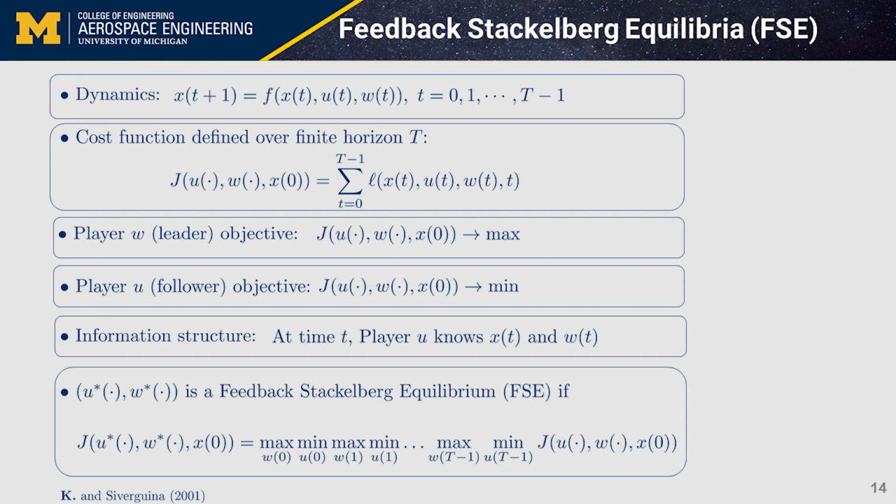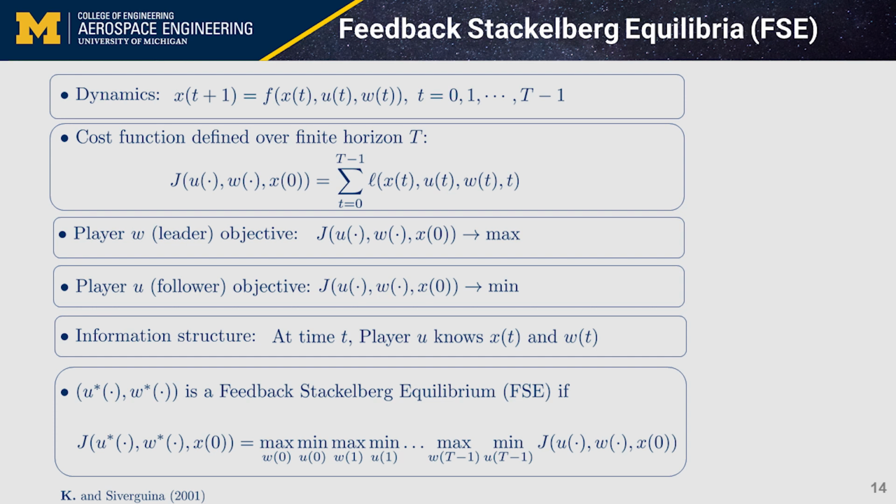Now here, one difference with a simple example that I showed, is that this is a multi-move game. So you play for multiple moves, and the horizon of the game is given by capital T, and there is a cost function that we are going to select in a certain way. And so we want to minimize or maximize, depending on which player that is, this cumulative cost. Now, the player W, the leader, wants to maximize the cost. The player U, which is the follower, wants to minimize this cost.